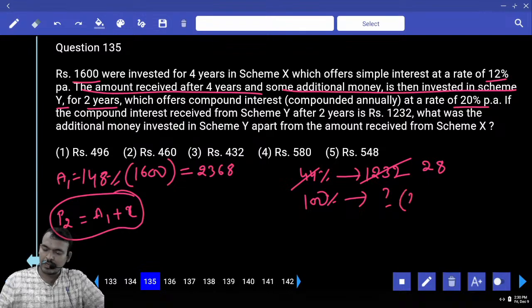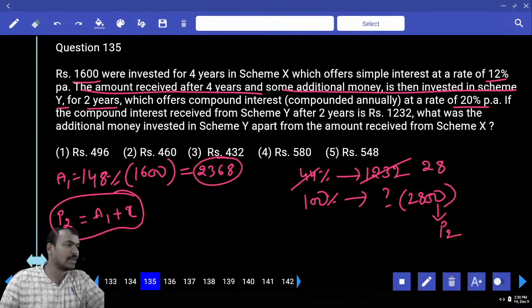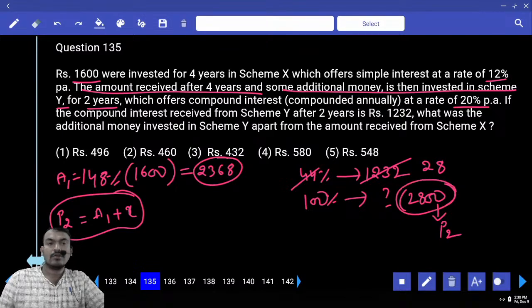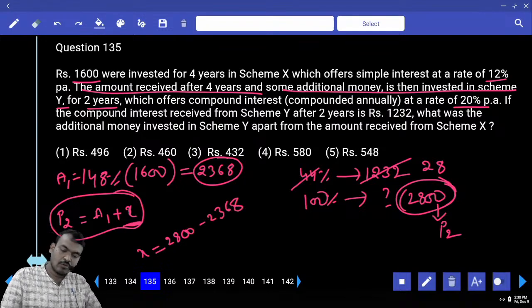It is 2800. That 2800 is the principal of the second case or first case? Second case. What is the amount in the first one? 2368. What is the principal in the second one? 2800. The difference of these two will be equal to the additional value, or not? What is the X value? 2800 minus 2368. What is the answer? 432.